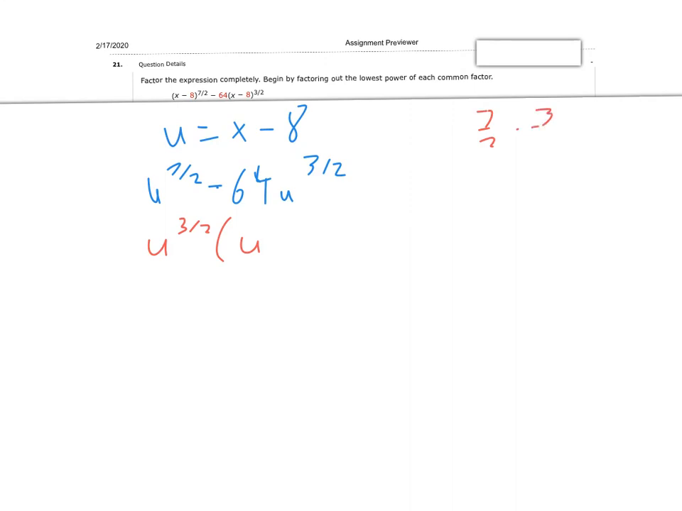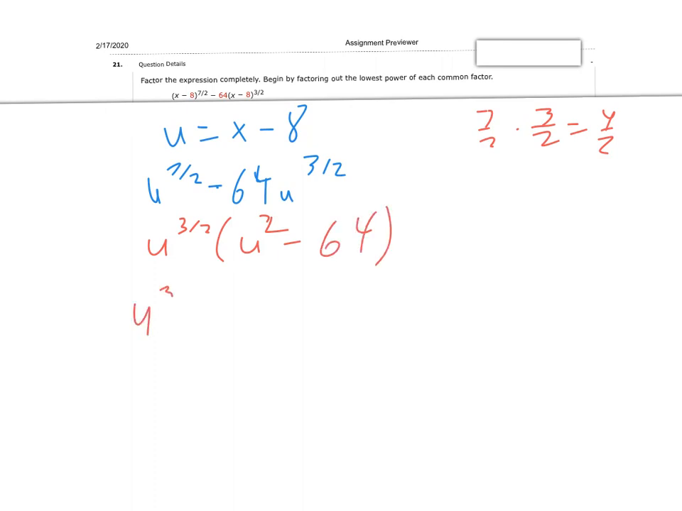All right, this one we need to factor completely. I would use a u substitution for this. Let u equal x minus 8. So we'll say u to the 7/2 minus 64 u to the 3/2. And so I'll GCF u to the power of 3/2, which will leave me with u. And then if I'm taking out the 3/2, 7/2 minus 3/2 is going to give me 4/2, which is just squared. And then this one will just be left with the 64.